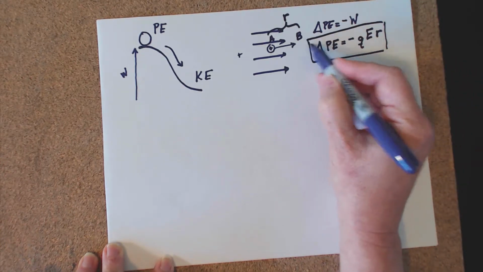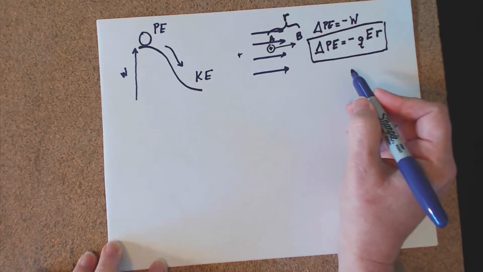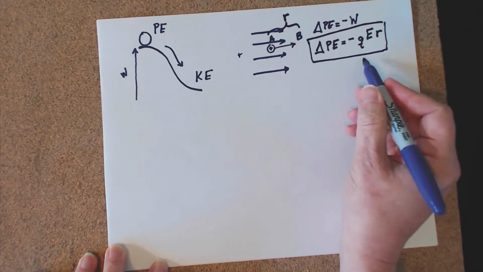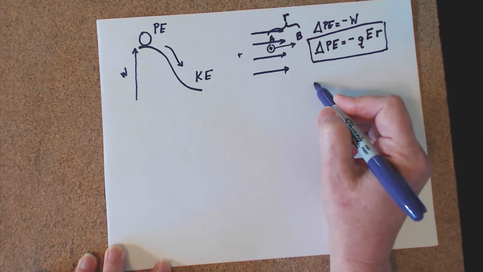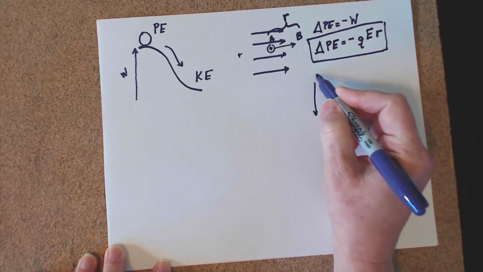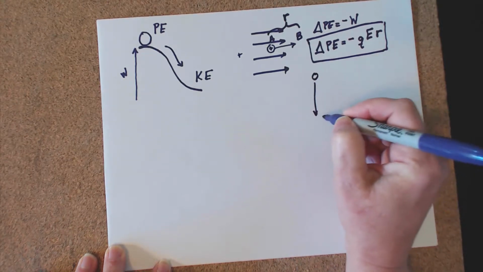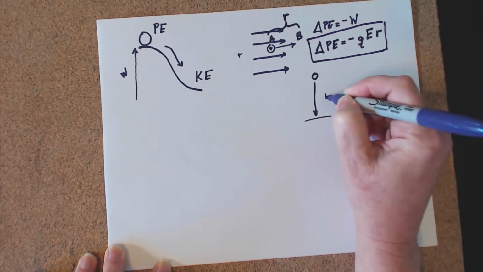Notice that if the potential energy is decreasing, then the field has done positive work. If the potential energy is increasing, then the field is doing negative work. It's just like when you drop a rock to the ground. Gravity does positive work, and the rock loses its gravitational potential energy.